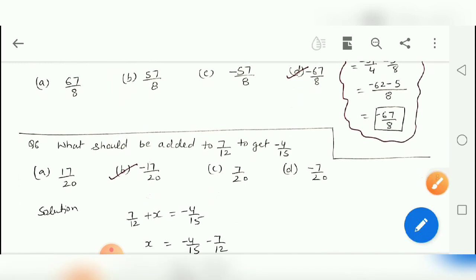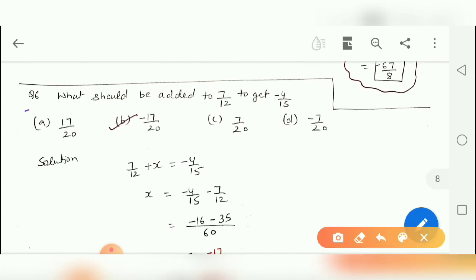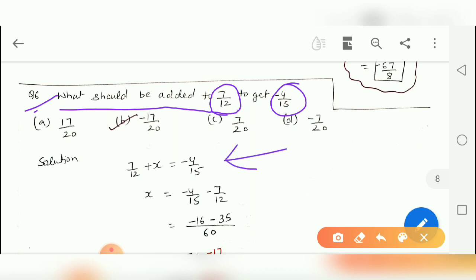And now question number 6 is a word problem. Here it is written, what should be added to 7 by 12 to get negative 4 upon 15. So we have to make the statement first. So what number is to be added? Let the number be x. So 7 upon 12 plus x is equal to negative 4 upon 15. This is the statement according to the question.